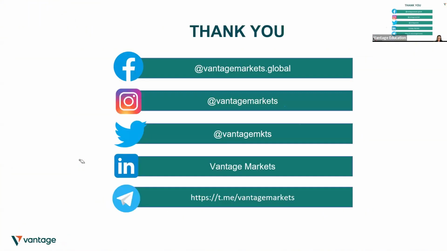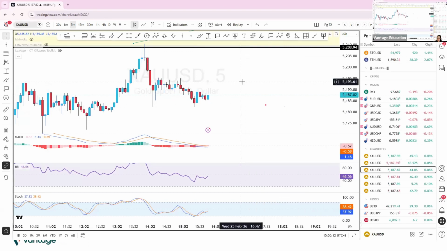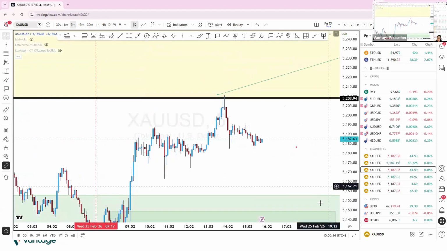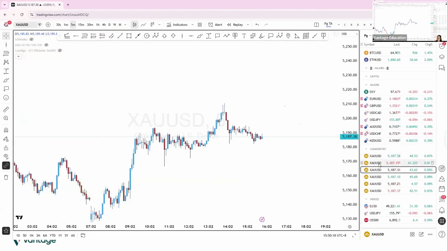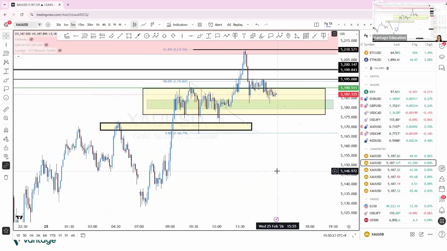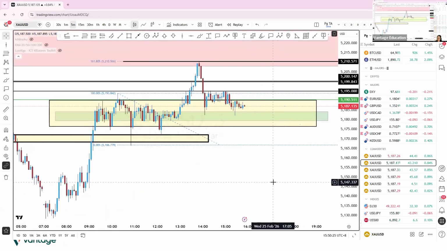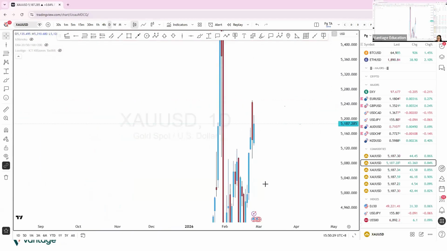Any question before we look at the chart together? If not, let me look at our chart. What we're going to do with gold, I'm going to remove. Let's just do it like yesterday, right? You see that?